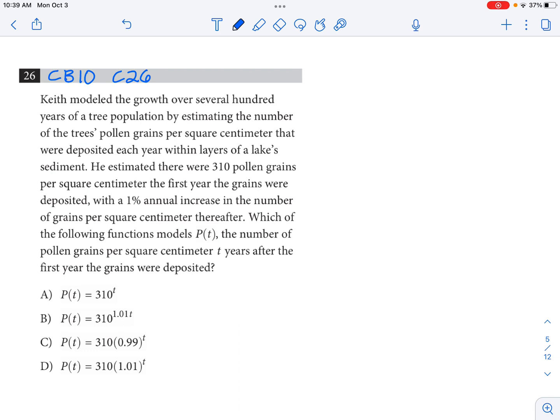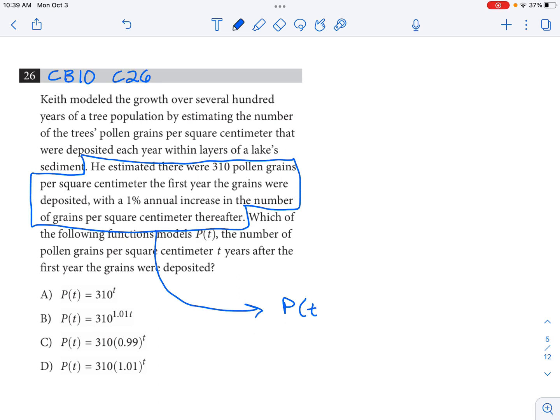He estimated there were 310 pollen grains per square centimeter the first year the grains were deposited, and a 1% annual increase in the number of grains per square centimeter thereafter. So really, this information is enough to come up with an exponential model. That exponential model is going to be P of t is equal to, we start out with 310 grains of pollen, and then we have to understand how to interpret this 1% annual increase.